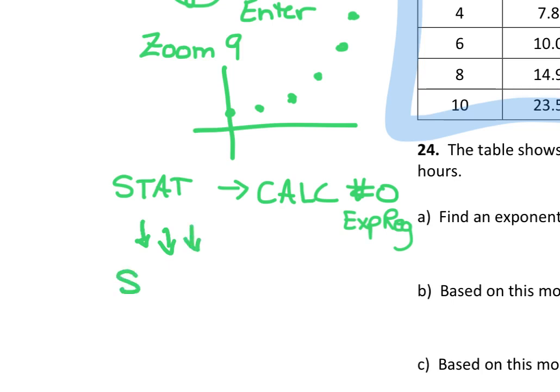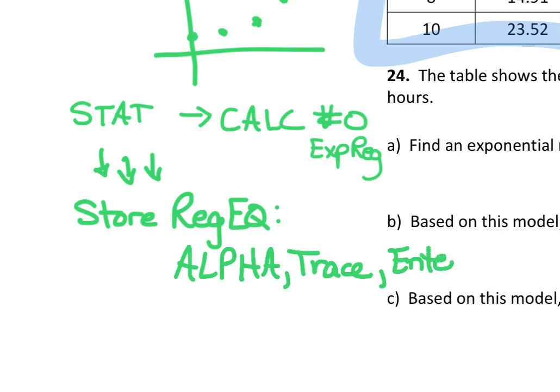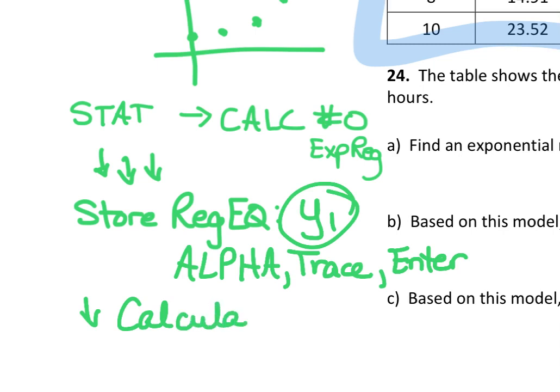And then next to store regression equation, you want to type alpha trace and then enter. And what that does is it gives you the Y1 next to store regression equation. And then you're going to arrow down again to calculate and press enter.